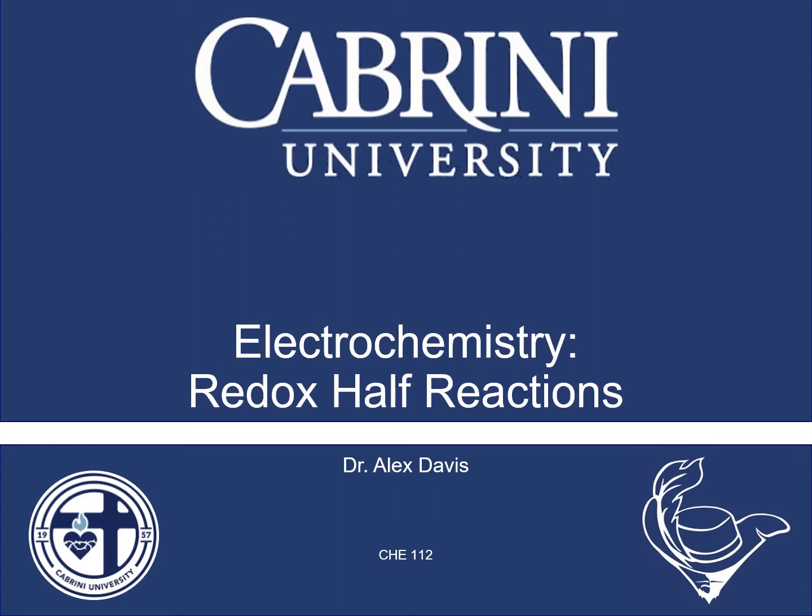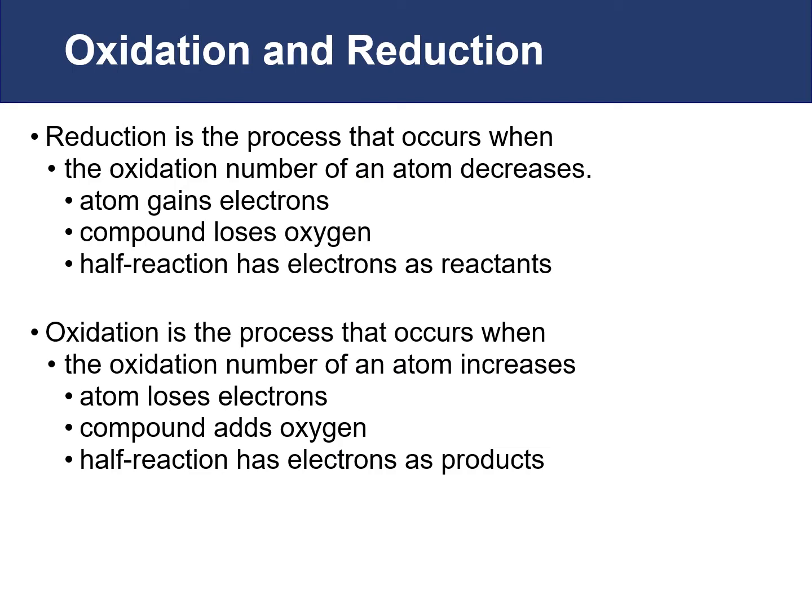In this video, we will discuss how to determine the half reactions that make up an overall redox reaction. Redox reactions are comprised of two components, an oxidation pathway and a reduction pathway. The reduction pathway is a process that occurs when the oxidation number of an atom decreases. That atom gains electrons. A lot of times you can denote the reduction path by a loss of oxygen by a molecule. Also, the half reactions, when we pull those out, the electron will be written as a reactant.